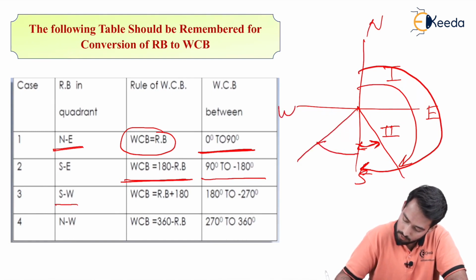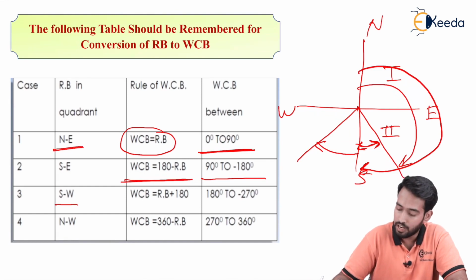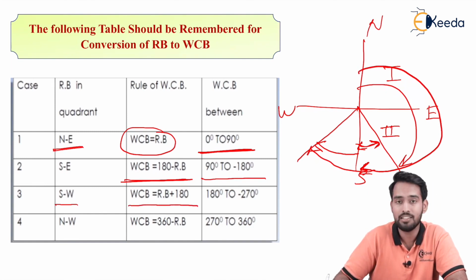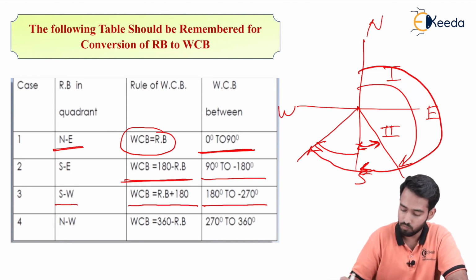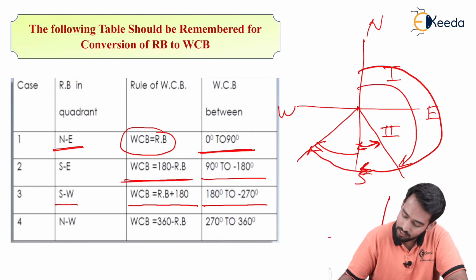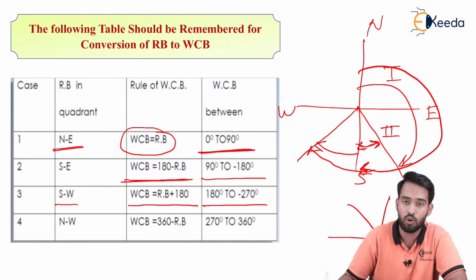Next is the third quadrant, which is the south west quadrant. Now the angle is from south towards west, and we have to find the complete bearing from your north line. How will you find out? As we know, this half portion is 180 degree. So your RB plus 180 degree gives the complete whole circle bearing, and the angle will lie between 180 degree to 270 degrees.